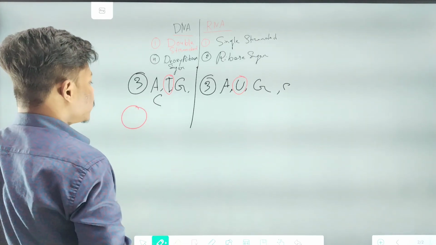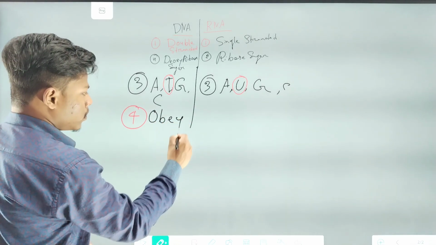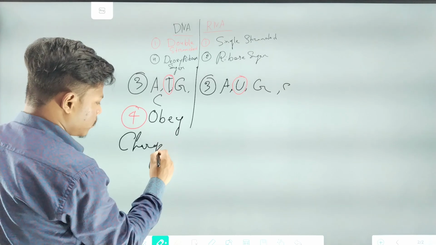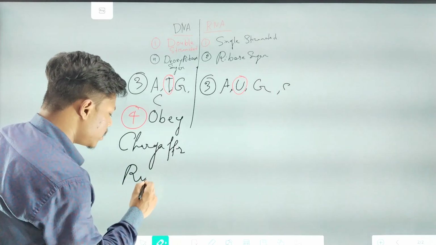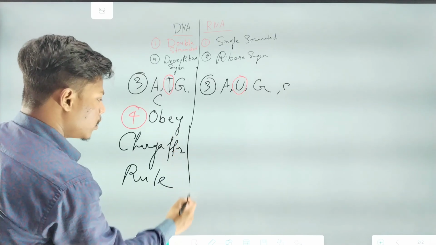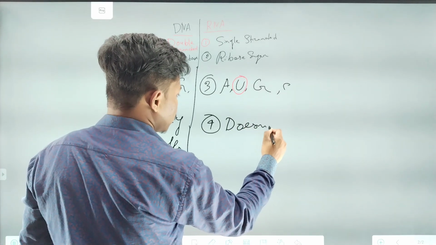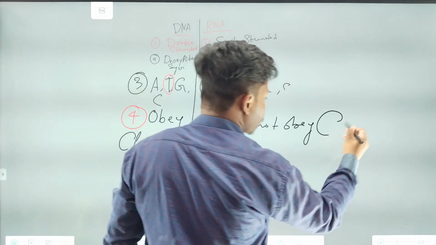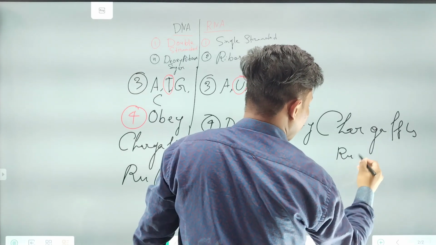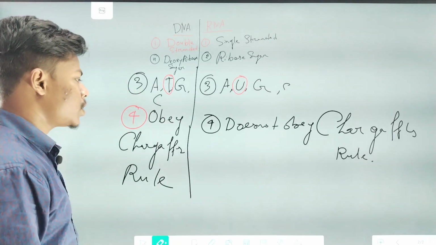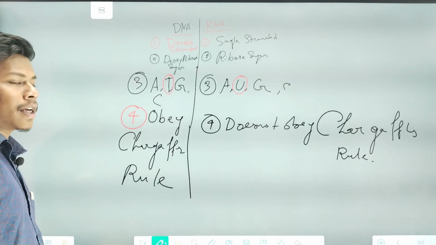Next difference is that DNA obeys Chargaff's rule. Most of the double stranded DNAs obey Chargaff's rule. I will discuss what Chargaff's rule is in the next point. And this RNA does not obey Chargaff's rule, but DNA obeys Chargaff's rule. This is another difference between DNA and RNA.